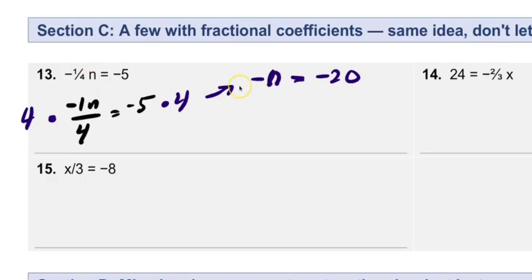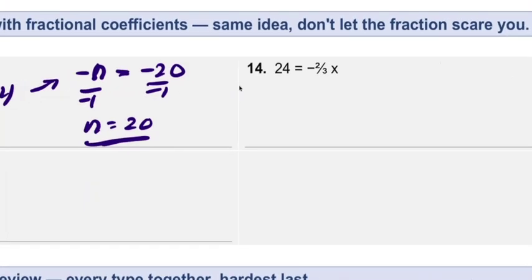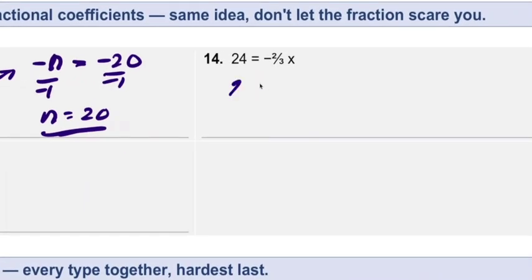And then we're not done. So we have a negative n. So we're going to divide by negative 1. And you get n equals 20. So again, that's more of a two-step one. Over here, same idea. I'm actually going to do this one twice. I'll do it 2 ways.